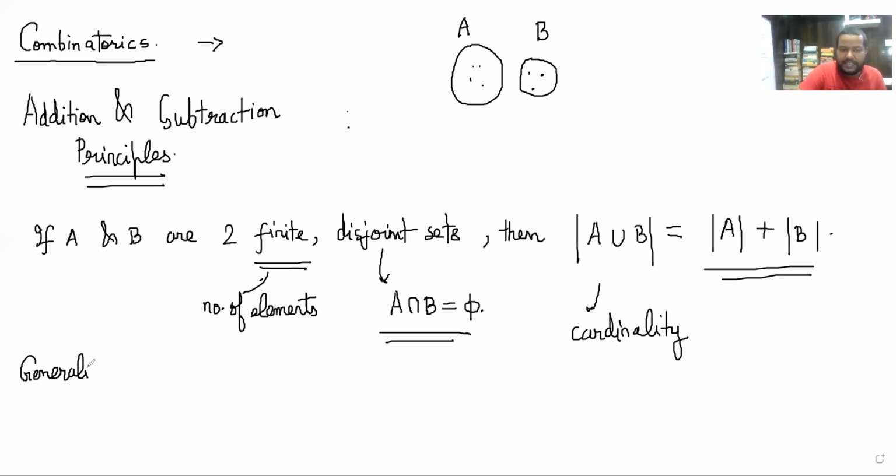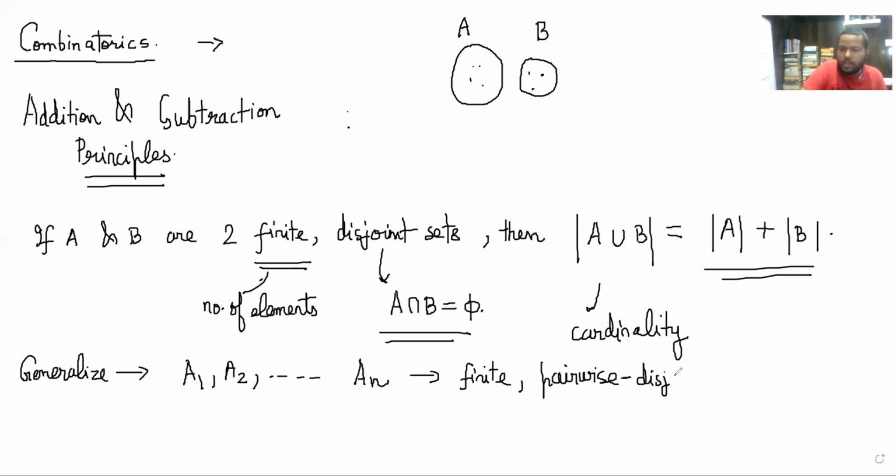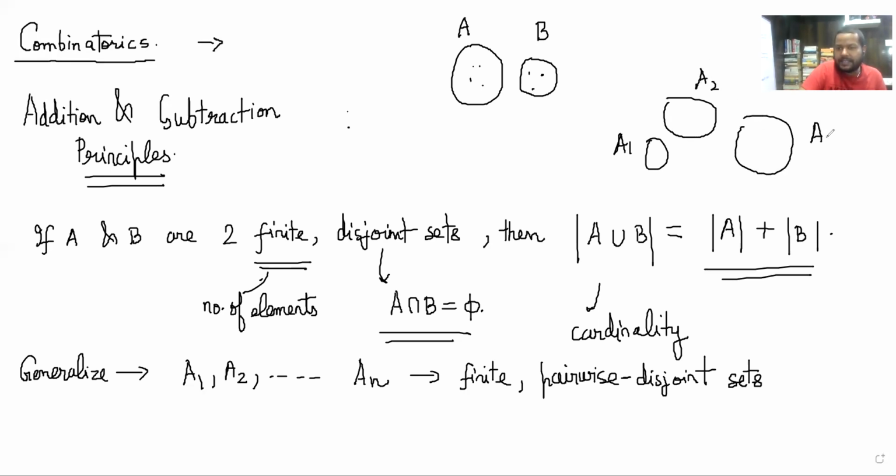We can generalize this addition principle by saying that if we have A1, A2, up to AN, and these are finite, pairwise disjoint sets. Pairwise disjoint means you can pick any two sets and they have no elements in common. So it should look like this. A1 is like this, A2 is like this, A3 is like this, right? And these are pairwise disjoint because none of the two sets have any elements in common.